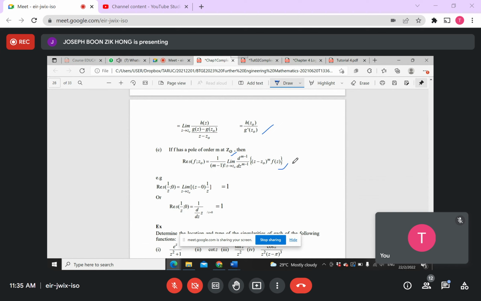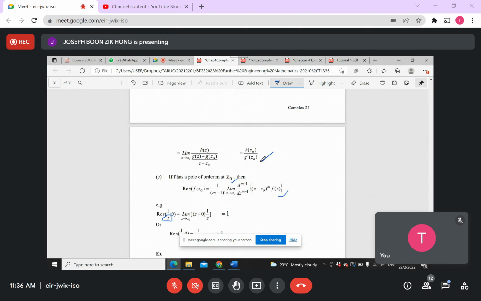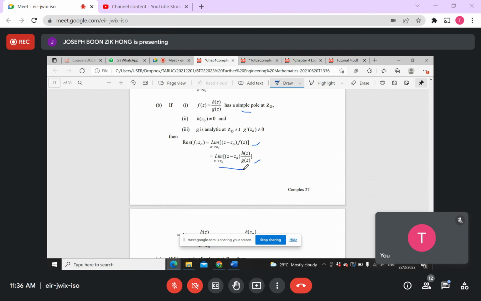Okay, so this is the example. 1 over z, the simple pole is at z equal to 0. At z equal to 0, it will be h(z naught) divided by g prime(z naught). That means h(z naught), your 1, is still 1. So it will be 1 divided by g prime(z naught). So this is your g prime, which differentiates to become 1. So 1 over 1, I get 1. Or you can do it like this also. This is by this way.